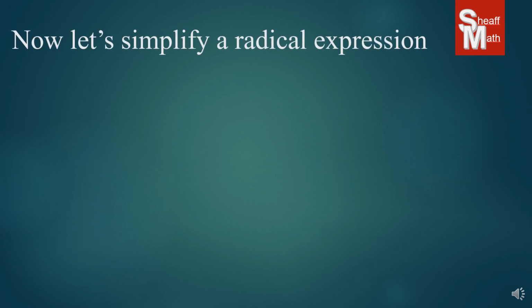Now let's actually simplify a radical expression. Here's how it works. We have our square root of 45, and what you're trying to do is think of, is there a perfect square that is a factor of 45, a number that goes into it or multiplies to make 45? And yes, 9 is a perfect square, and 9 times 5 makes 45.